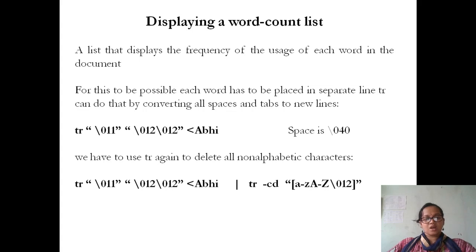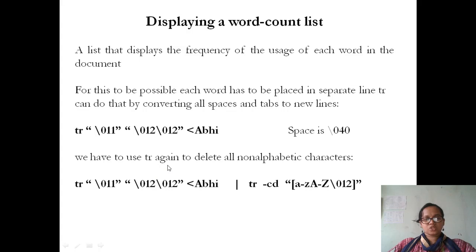Subsequently, over here we have a contiguous group of alphabetic characters. You can check out TR. So here 0, 11, 0, 12, 12, and you just write it on the file name. Space is 040. So you don't have any space over here.